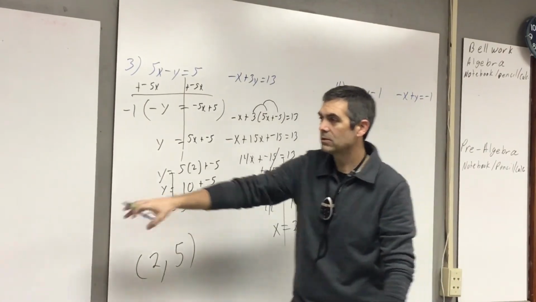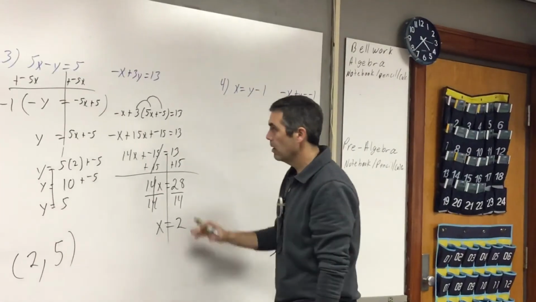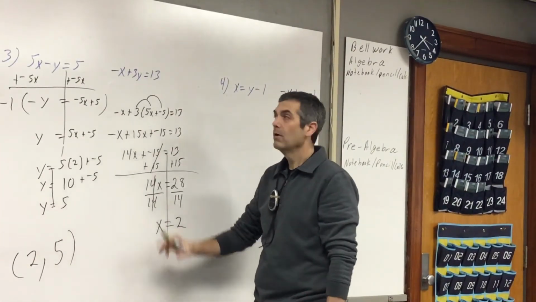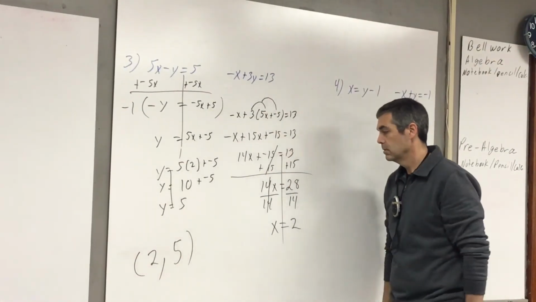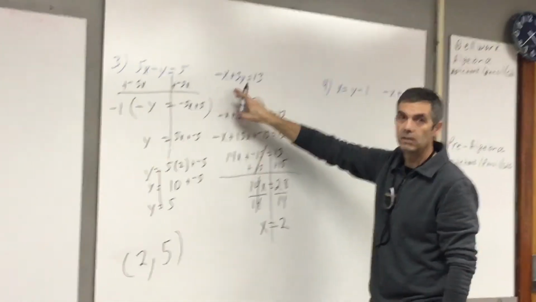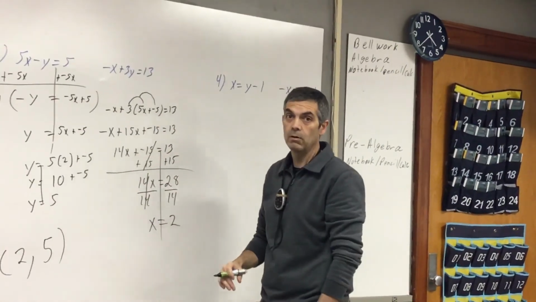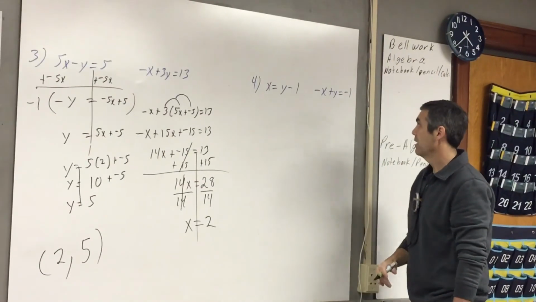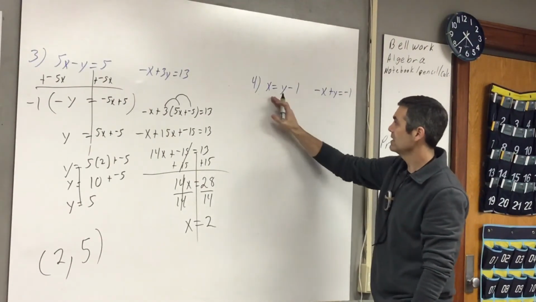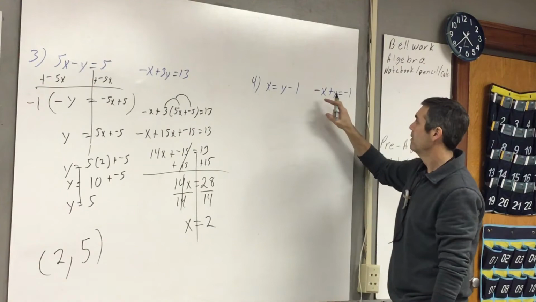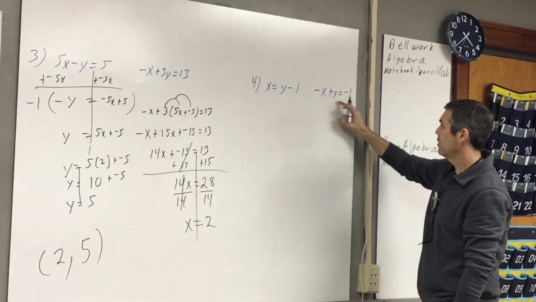One solution, one solution, one solution, no problem, just had to solve. Be careful of which one you use, okay? Watch those, because that would have been really ugly to deal with. If you get it and it's ugly, go to the other one, solve that one, okay? Doesn't have to be ugly. All right, so now we have x equals y minus 1 and negative x plus y equals negative 1.